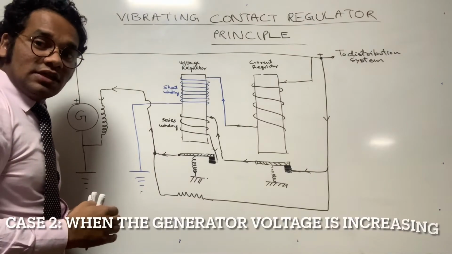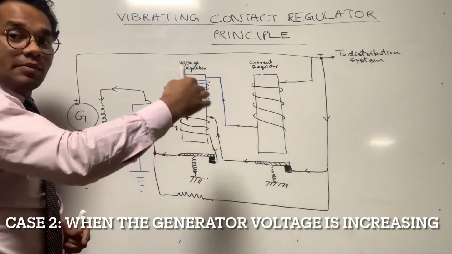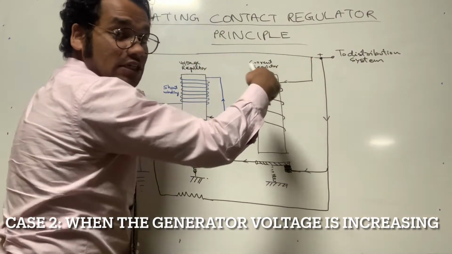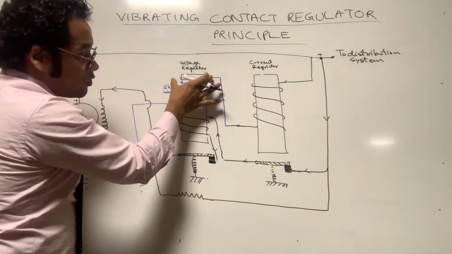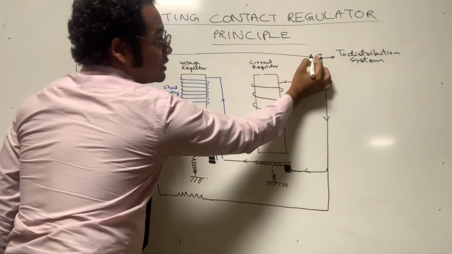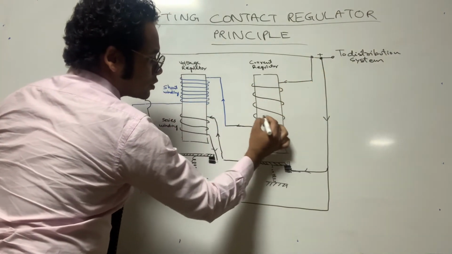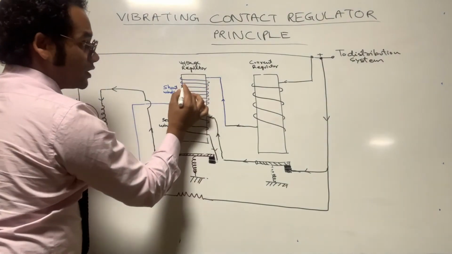So now let's discuss case 2, in which the voltage is increasing. I mean to say the output voltage of the generator is increasing. In that case, the voltage regulator plays the main role. So what happens? If the voltage is increasing from this point, the current is taken and goes via this coil, which is connected in series with the shunt.